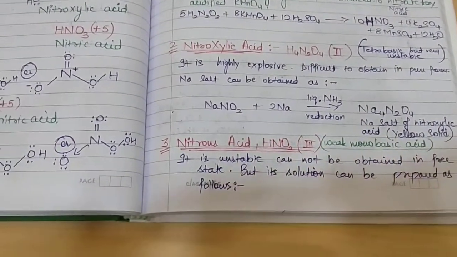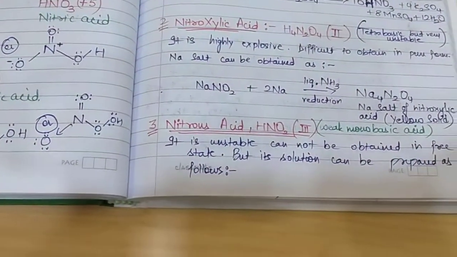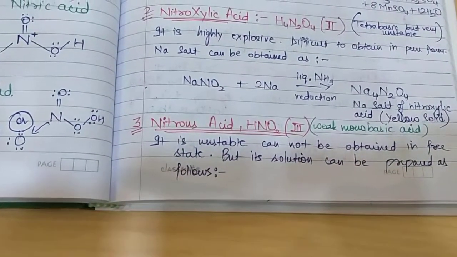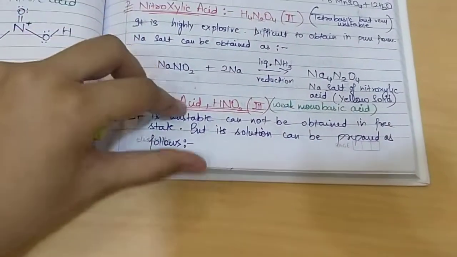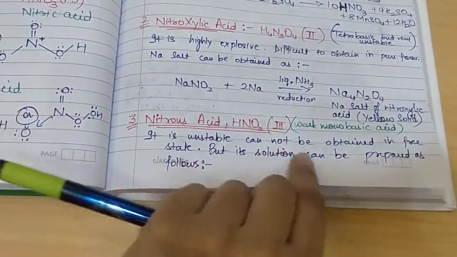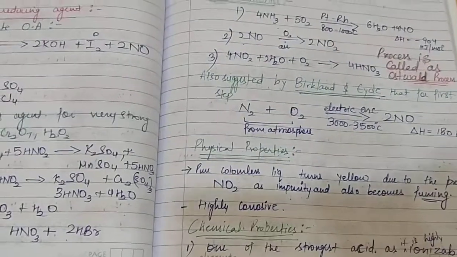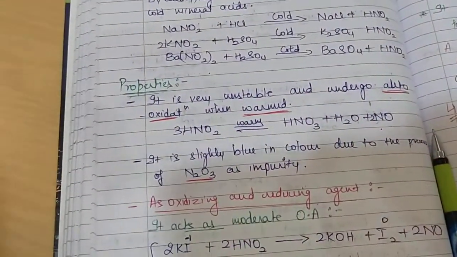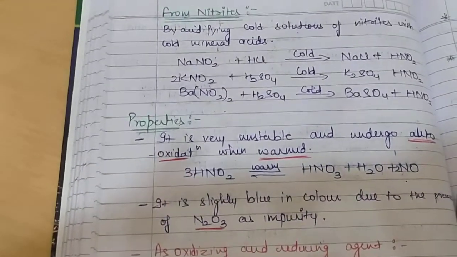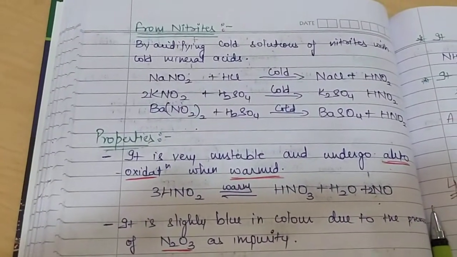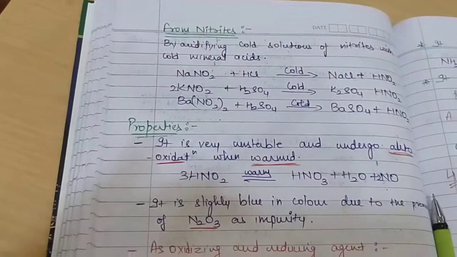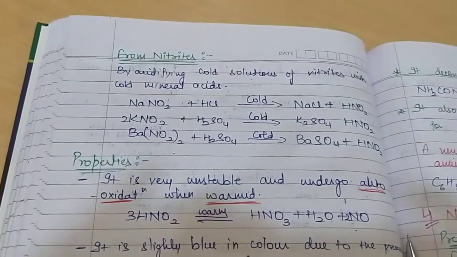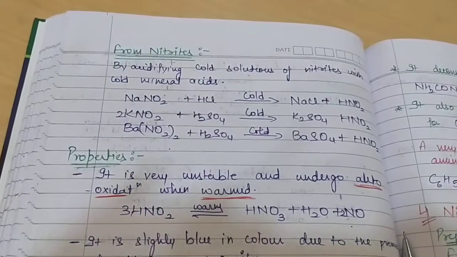The third acid to be discussed is nitrous acid. Its formula is HNO2, and nitrogen has +3 oxidation state. It is a weak monobasic acid. It is also unstable and cannot be obtained in the free state, but it can be obtained in solution form. It is obtained by the reaction of cold sodium nitrite, or we can say nitrites of alkali metals, with mineral acids in cold condition, and we get the corresponding salt and nitrous acid.